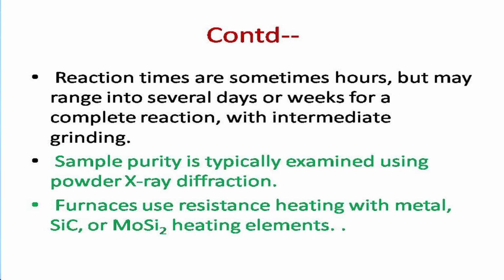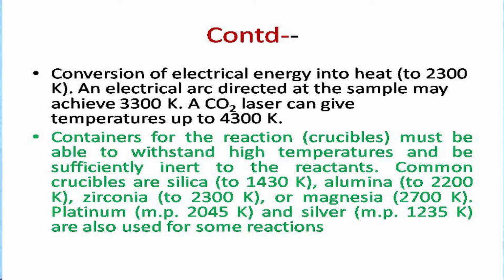Continuing with this, to give you more examples, conversion of electrical energy into heat can achieve a temperature of 2300 degree K. For this purpose, an electric arc directed at the same sample may achieve as much as 3300 degree K. A carbon dioxide laser can be used, which can give you temperatures up to 4300 degrees. So these are the various methods using electrical energy to reach very high temperatures.